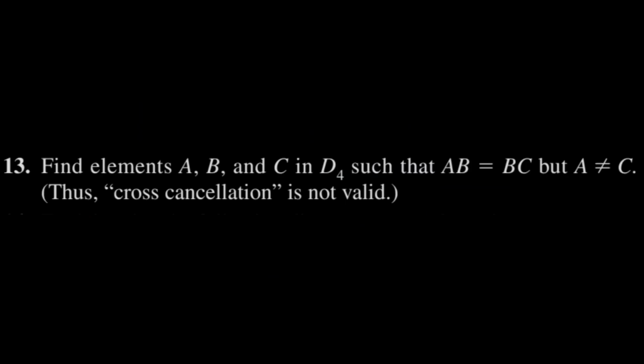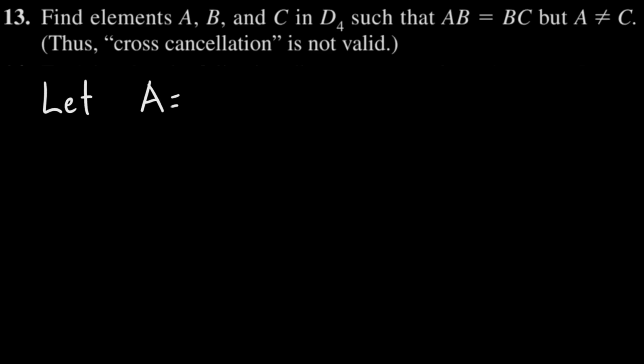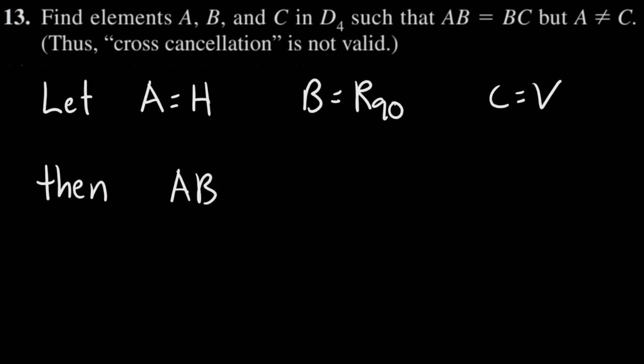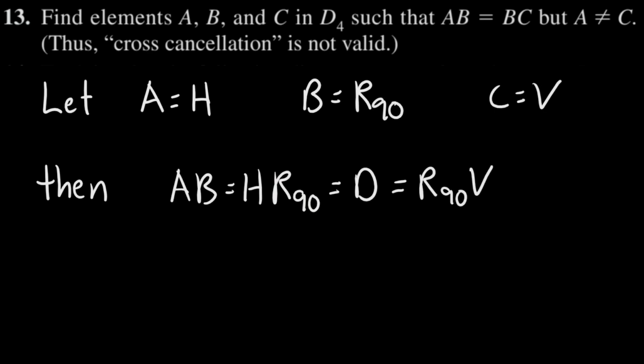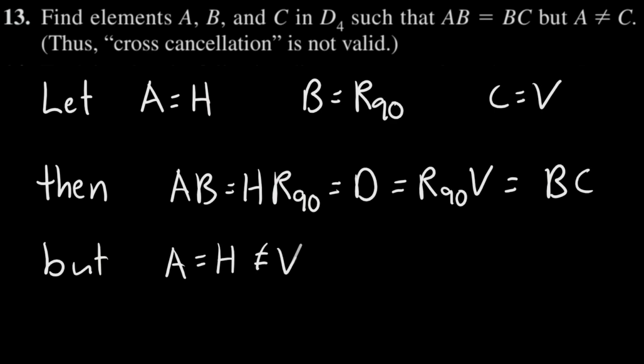Okay, problem 13. Find elements A, B, and C in D4 such that AB is equal to BC, but A is not equal to C. So I'm going to let A be a horizontal flip, and let B be a 90-degree rotation, and I'll let C be a vertical flip. And we'll see that AB is H times R90, which is D, which is R90 times V, which is BC. So there's that whole chain of equivalencies there, which gives us AB is equal to BC, which is what we're looking for. And obviously we stated that A is a horizontal flip and C is a vertical flip, which are not the same. So we are done.